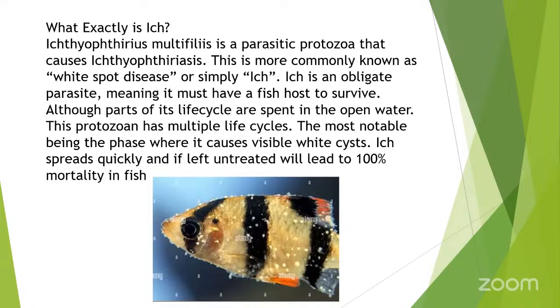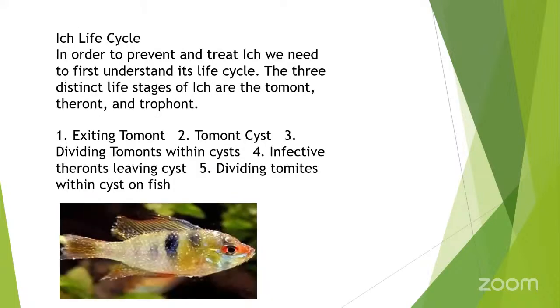Although parts of its life cycle are spent in the open water, this protozoan has multiple life stages. The most notable being the phase where it causes visible white cysts. Ich spreads quickly and, if left untreated, will lead to 100% mortality in fish. In order to prevent and treat Ich, we need to first understand its life cycle. The three distinct life stages of Ich are the tomont, theront, and trophont.